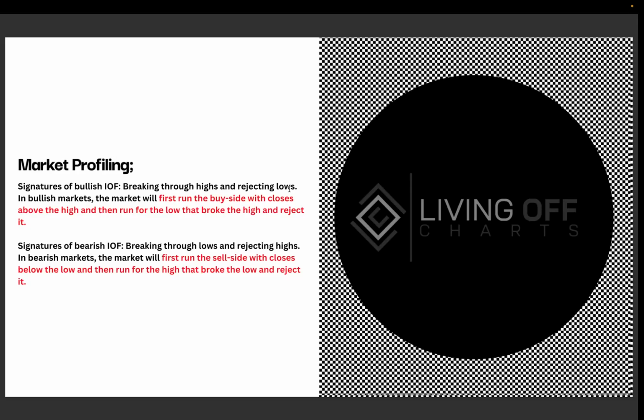So how do we incorporate the double purge in this? In bullish markets, the market will first run the buy side with closes above, then run for the low that broke the high and reject it. So we're closing above and rejecting the low, specific highs and lows. Signatures of bearish institutional order flow: breaking through lows and rejecting highs. So in the double purge context, the market will first run the sell side liquidity with closes below, then run for the high that broke the low and reject it hard.